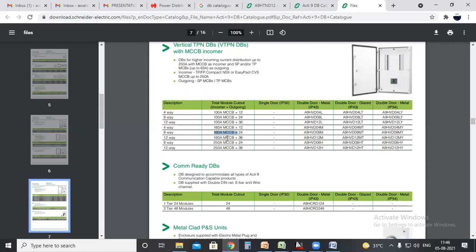Since we had 4 distribution boards, we chose the main distribution board as the VTPN DB with MCCB incomer. I can show you the single line diagram for that particular project. One minute. That building's total load was around 60 kW, 63 kW to be exact, and it was a 4,000 square feet residential building. I'll show the drawings.